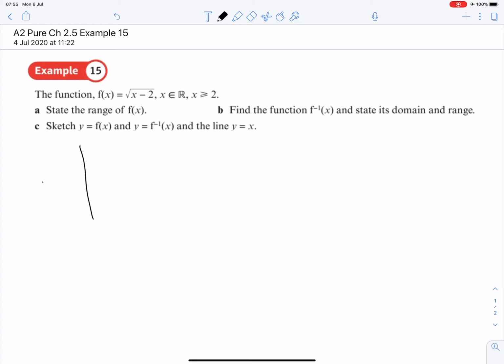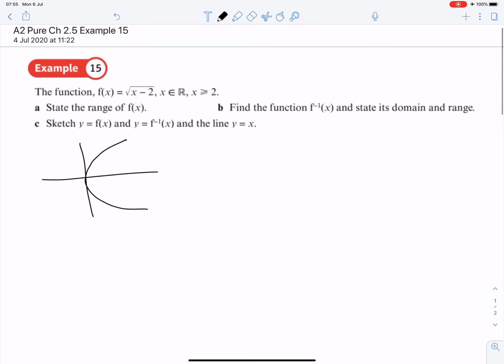So hopefully you know what the square root of x looks like, something like that kind of shape. It's like the quadratic graph on its side. And now, when we subtract the 2 from it, we know that it's going to move 2 to the right. So we've got a graph that looks like that. y equals, or f of x equals, the square root of x minus 2. And this value here would be 2.